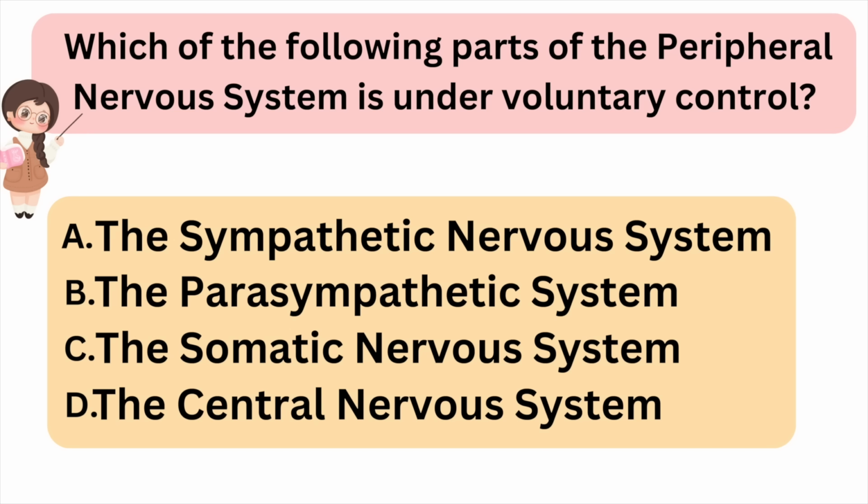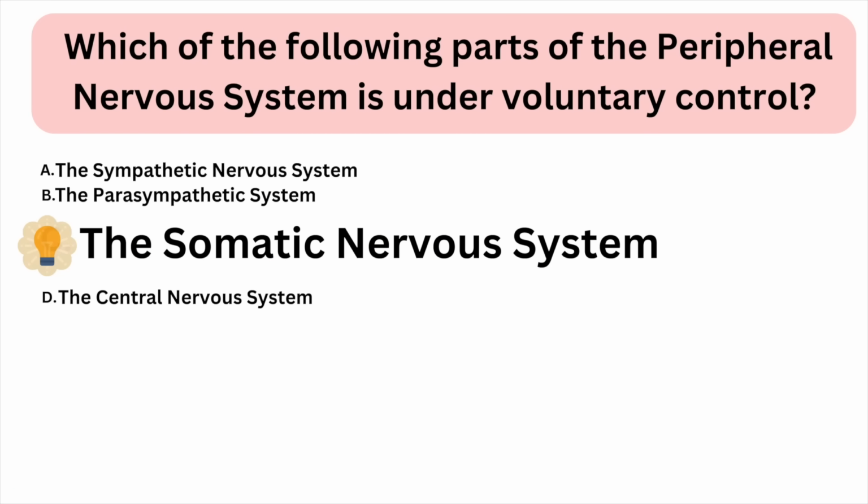Alrighty, question number 4. Which of the following parts of the peripheral nervous system is under voluntary control? A, the sympathetic nervous system. B, the parasympathetic system. C, the somatic nervous system. Or D, the central nervous system. Our answer here is the somatic nervous system.